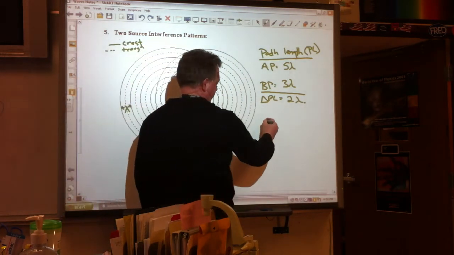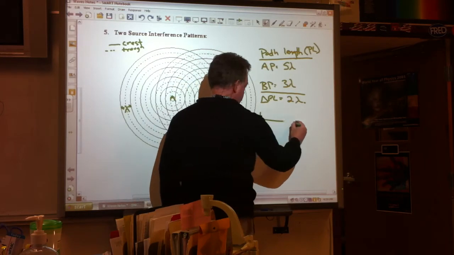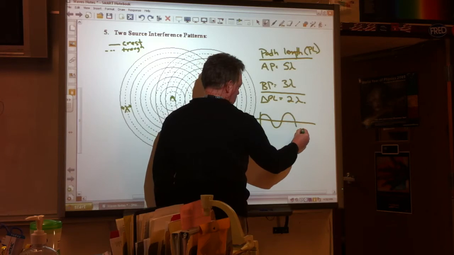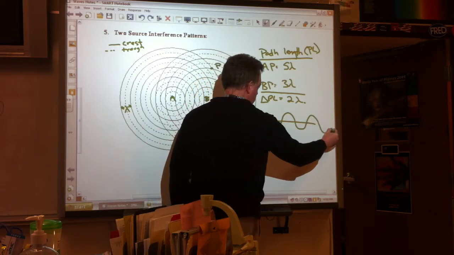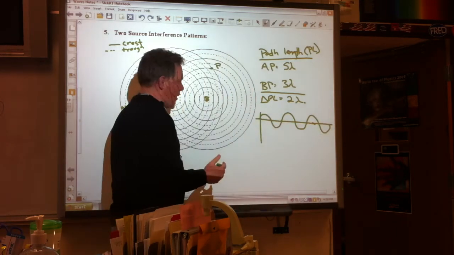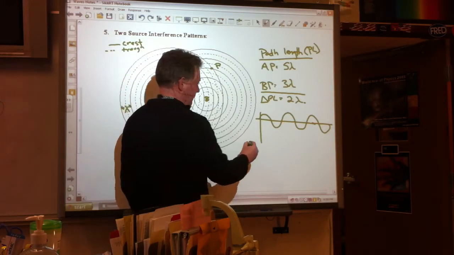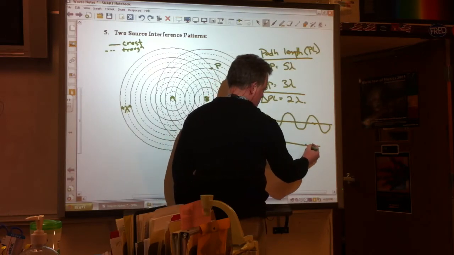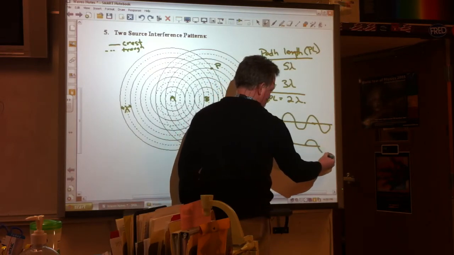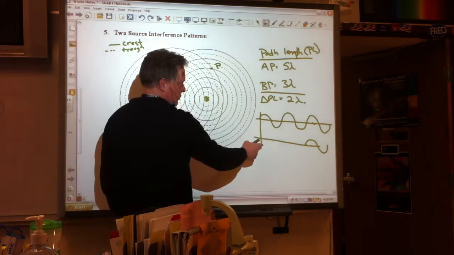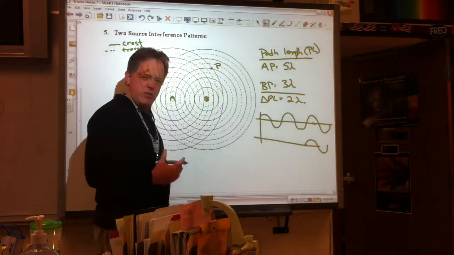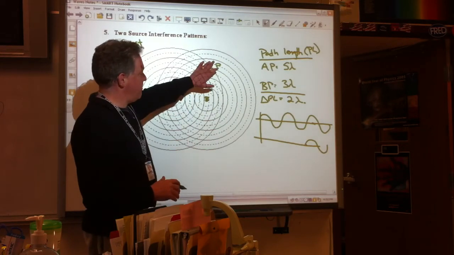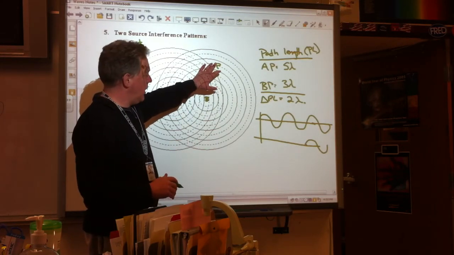I'm going to draw a wave here, maybe 3 cycles of it: 1, 2, 3. Now, I'm going to draw one that starts 2 wavelengths later. It doesn't start for 2 wavelengths, but then it starts there and goes up and down. You'll notice that those are in phase. If they're in phase, what type of interference am I going to get? Constructive interference, building a big wave. So at point P, I expect there to be a big wave.